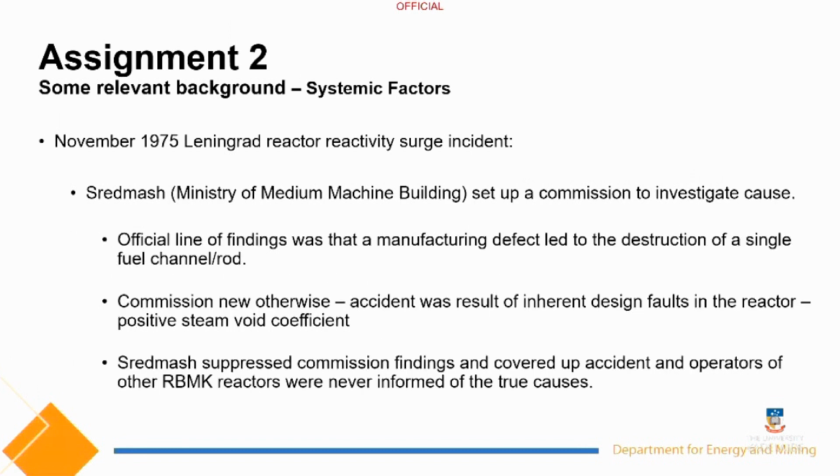The ministry set up a commission to investigate this. The official line of findings was that a manufacturing defect led to the destruction of a single fuel channel rod. The commission knew otherwise. The accident was a result of inherent design faults in the reactor, and the positive void coefficient was a key contributor. But they refused to announce that or make that clear to the current operators. They suppressed the commission findings and covered up the accident, and operators of other RBMK reactors were never informed of the power surge issues with the tip effects.